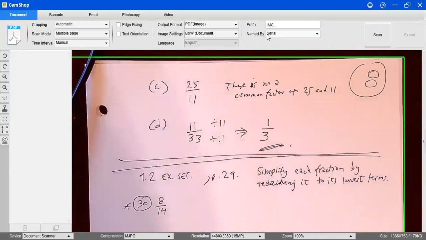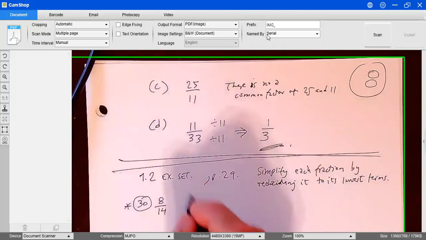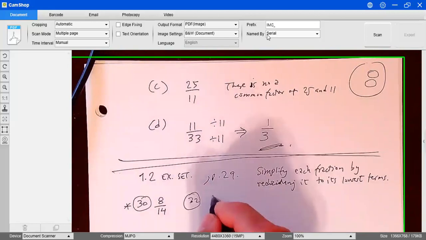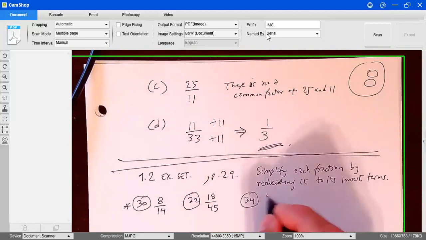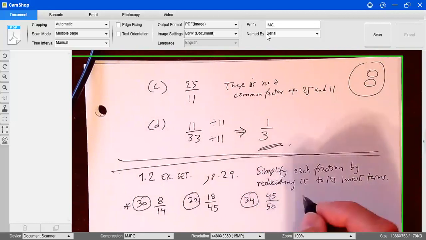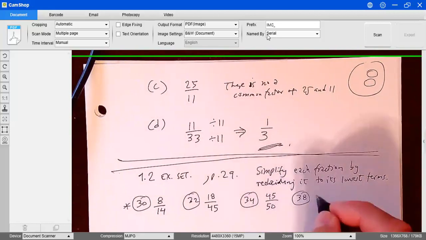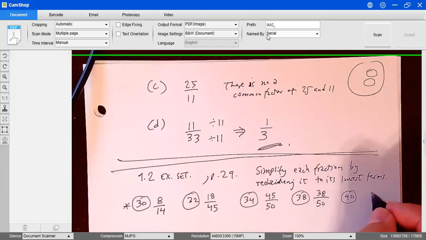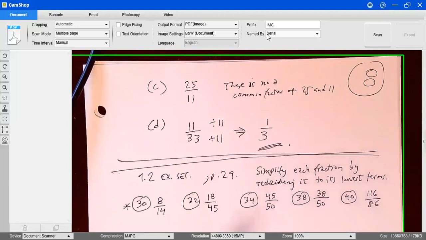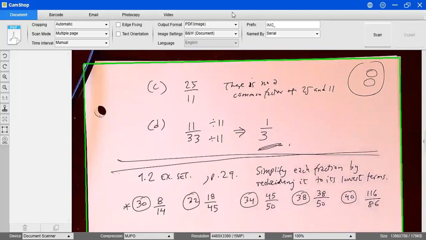So we have 30, 8 over 14, we have 32, 8 over 45, we have 34, 45 over 50, we have 38, 38 over 50, and finally 40 is just 116 over 86. And then we're going to have the last break before finishing this lecture.